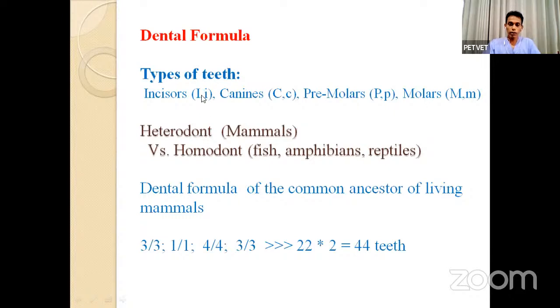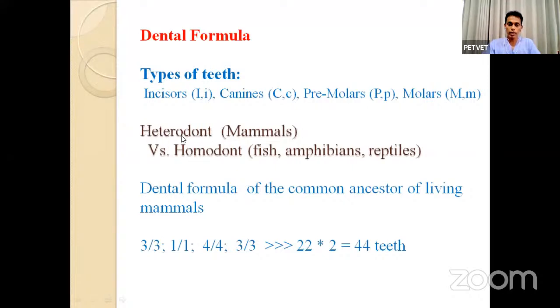As you can see here, there are 2 I's, the capital I and the simple I. The capital I is for the permanent incisors, and the simple I is for the deciduous or milk teeth incisors. Likewise, the capital C and simple C are for the permanent set and the deciduous teeth. And there are 2 more words that we have to be familiar with. One is heterodont and the other is homodont.